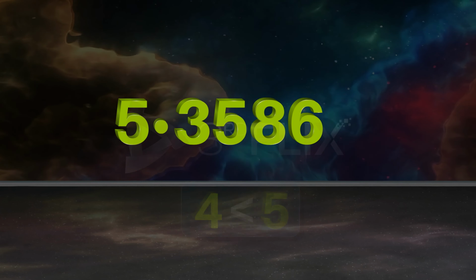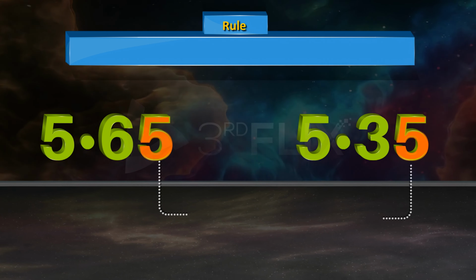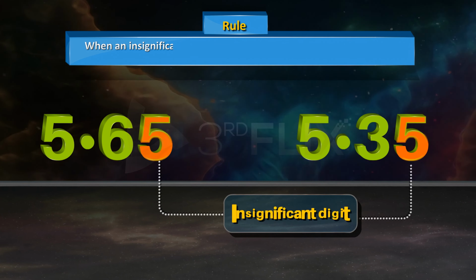Ambiguity arises when the insignificant digit to be dropped is 5. To resolve this, we follow one more rule. When an insignificant digit is 5, the preceding digit is left unchanged if it is even, and is increased by 1 if it is odd.